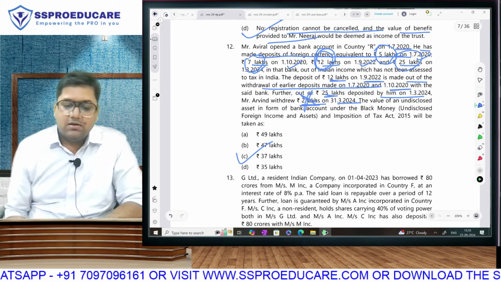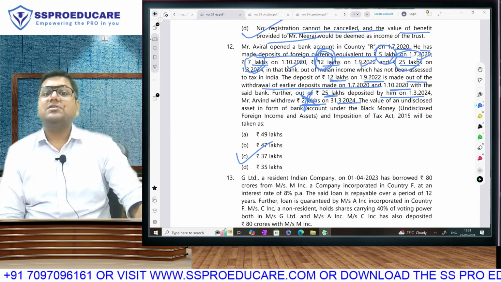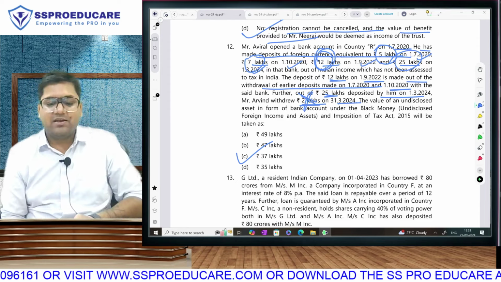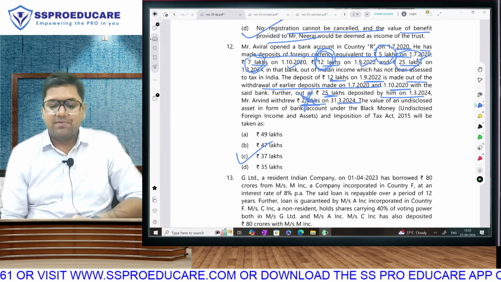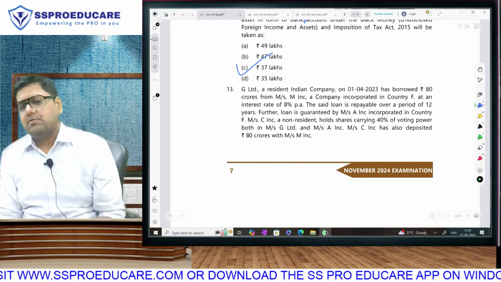Aggregate is 49, but we have to subtract 12 lakh because it is from the initial deposits only. The same amount was withdrawn and again deposited. So we can't take the same amount twice. Clear?